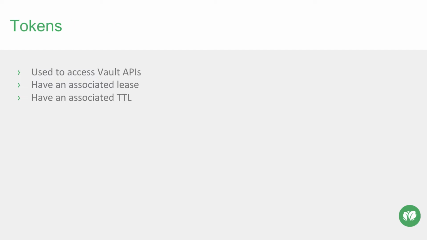So interfacing with Vault. The first thing you have to do is get a token. The token is what we use to authenticate with Vault when we make API calls.